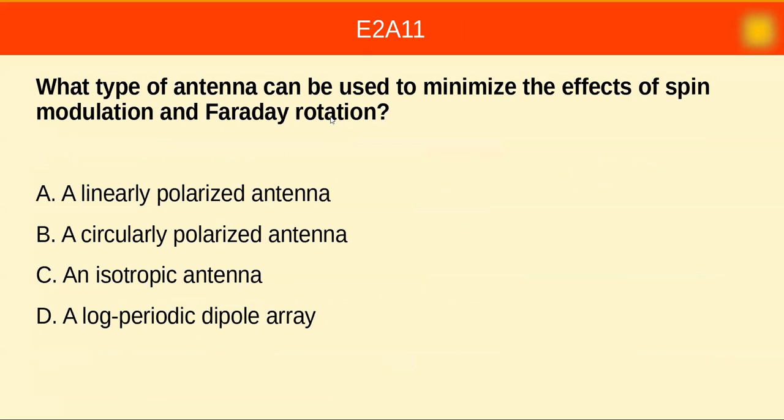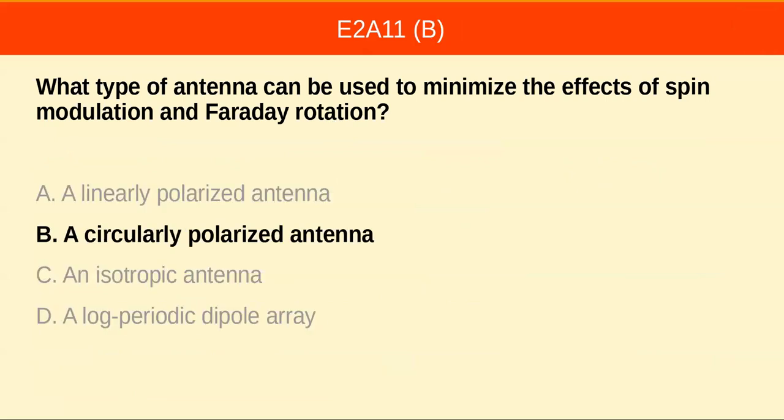What type of antenna can be used to minimize the effects of spin modulation and Faraday rotation? I think they really should call that a cross-polarized. But yes, I guess you can make a circularly polarized. I think some of those spiral types.